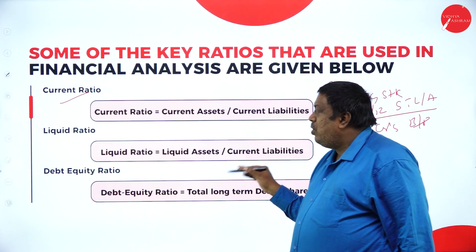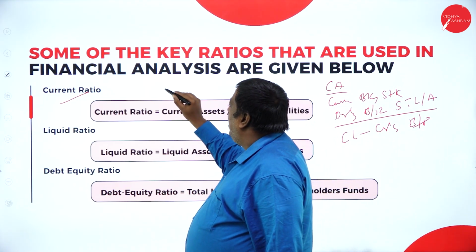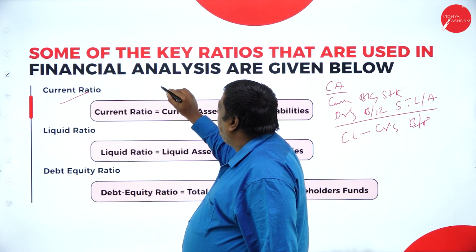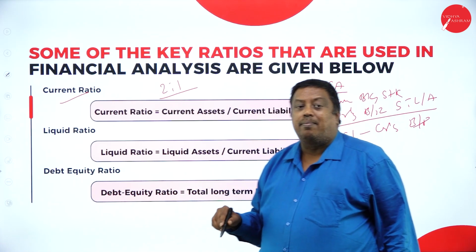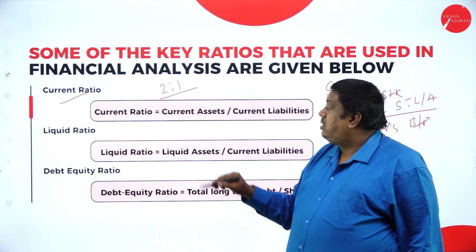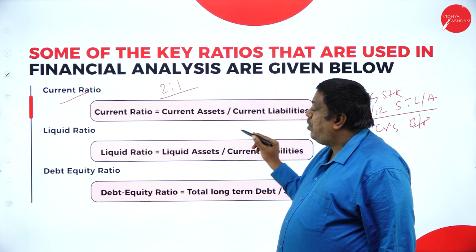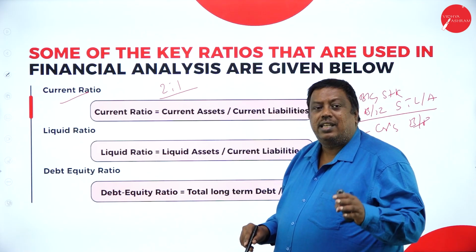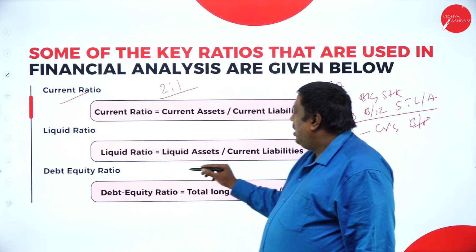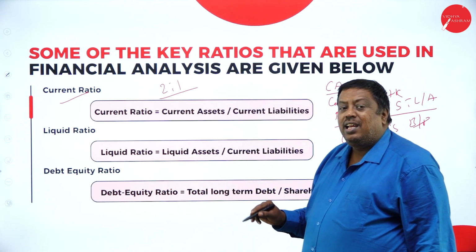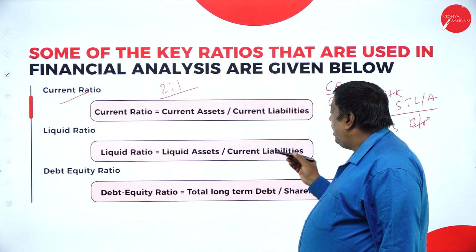Based on this ratio, we can determine where and how the cash is moving within the organization. The ideal ratio is 2:1. If current assets are 2 rupees and current liabilities are 1 rupee, then better decisions are taken by the organization. For the liquid ratio, we only consider the liquid assets and the current liabilities.